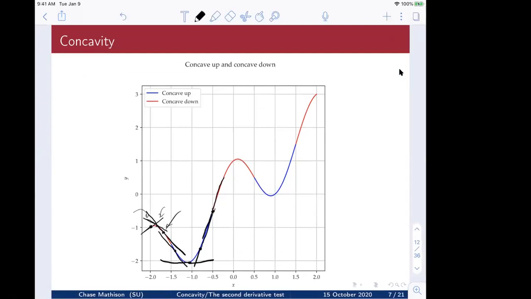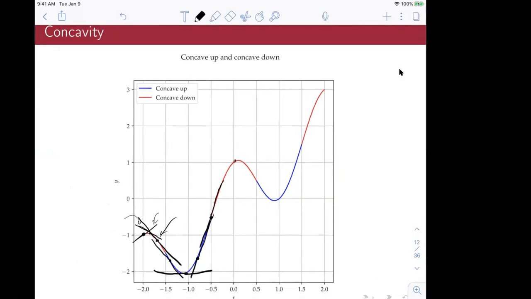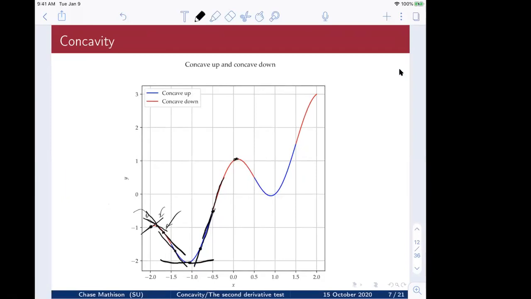Are there any questions about what concave up versus concave down means? Because it's defined in terms of the derivative of a function, you can't really talk about concavity at a point. It really has to be on an open interval where you're talking about concave up versus concave down. Just like with increasing and decreasing, which we also talk about on an interval, it's the same thing for concavity.